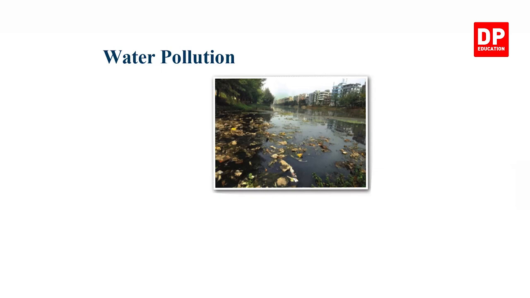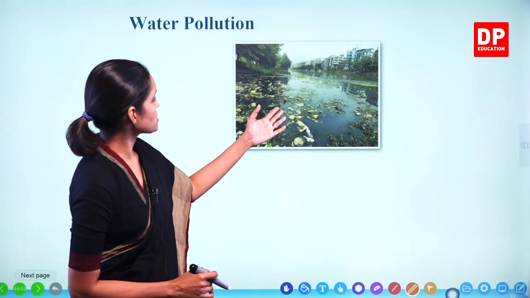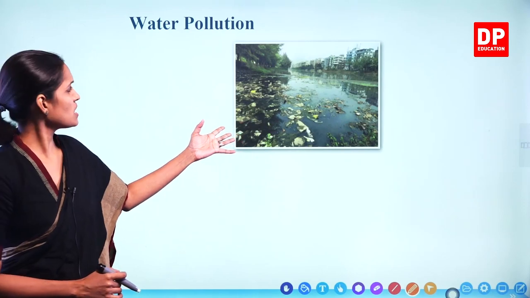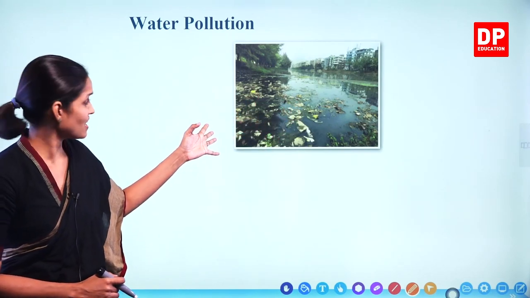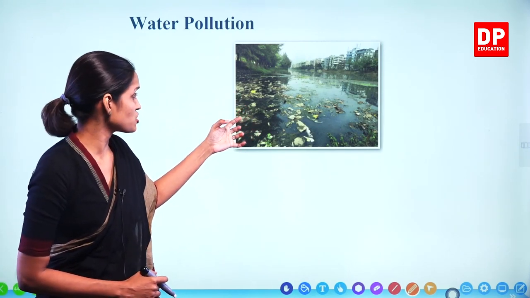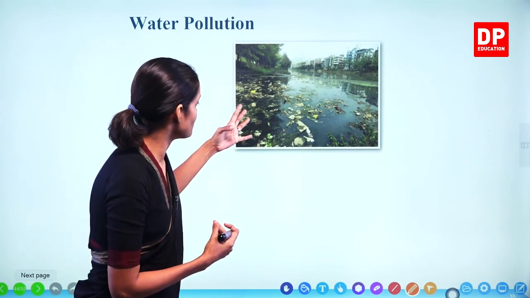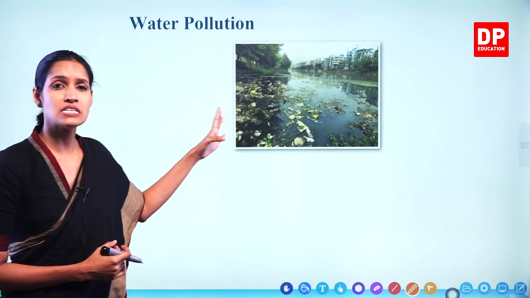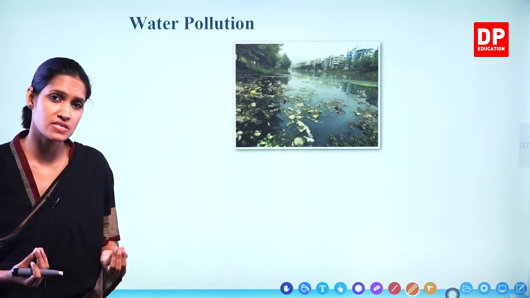Water pollution. What is the meaning of water pollution, children? Look at this picture. What can you see? This is a water body, but it is very dirty, right? Does it look beautiful? It's very dirty. It's not a very good sight, right? What actually has happened? Most of the time you can see these types of situations because of some human activities.